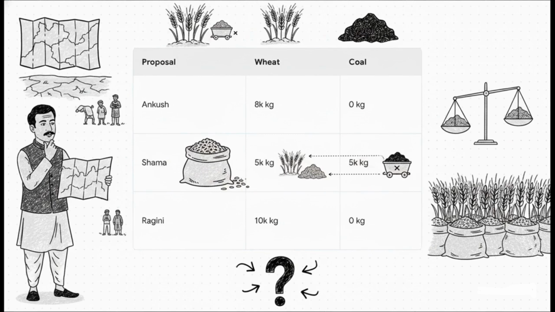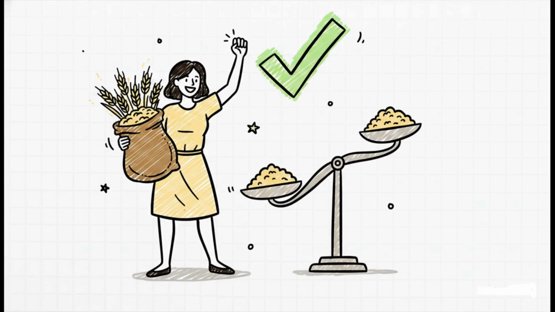You have 10 acres of land, and you get 3 proposals for how to use it. Now, the land has a maximum capacity of 1,000 kilograms of wheat per acre or 1,000 kilograms of coal per acre. Ankush offers 8,000 kilos of wheat total. Shama offers a split, 5,000 kilos of wheat and 5,000 of coal, and Rajani, she offers 10,000 kilos of wheat. So which one do you choose to solve this crisis?